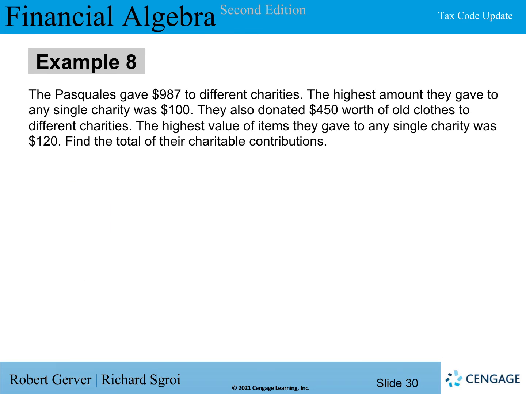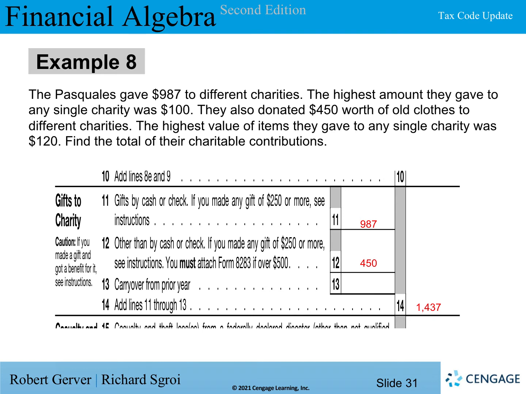So continuing on, the Pasquales gave $987 to charities, okay? The highest amount they gave to a single charity was $100, okay? They also donated $450 worth of old clothes. The highest value of items they gave to any single charity was $120. So find the total of their charitable contributions.